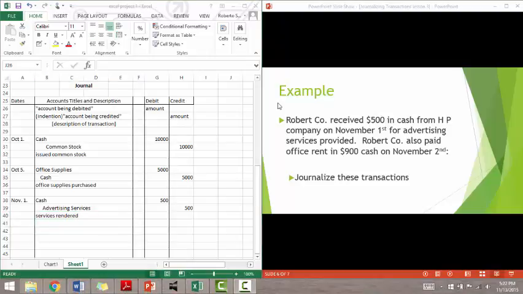Later, on November 2nd, Robert Company paid $900 for office rent. Being that office rent is an expense which is increasing, it is to be debited for $900. It states that this expense was paid in cash, making cash decrease, and is to be credited. A description for this transaction can be office rent paid.